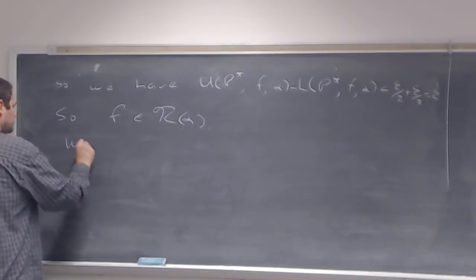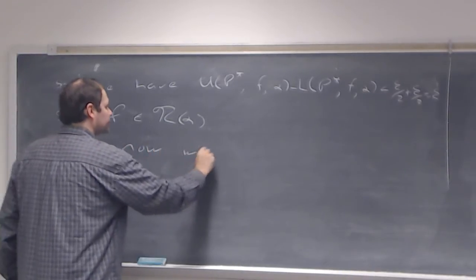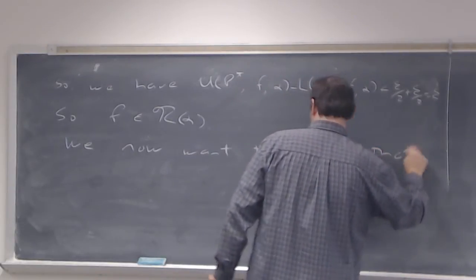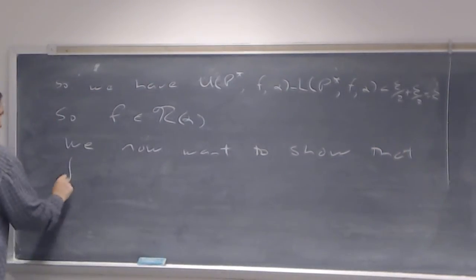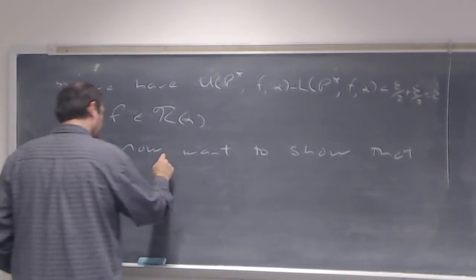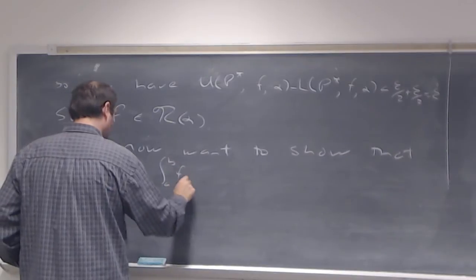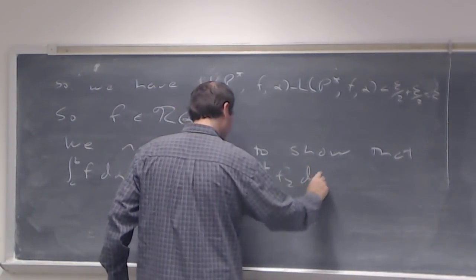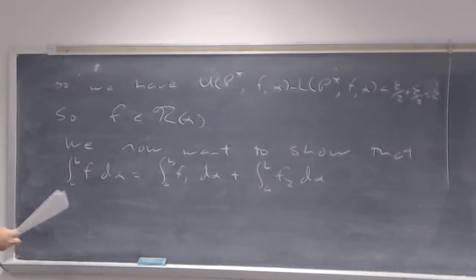We now want to show that the integral from a to b of f d alpha is equal to the integral from a to b of f_1 d alpha plus the integral from a to b of f_2 d alpha.